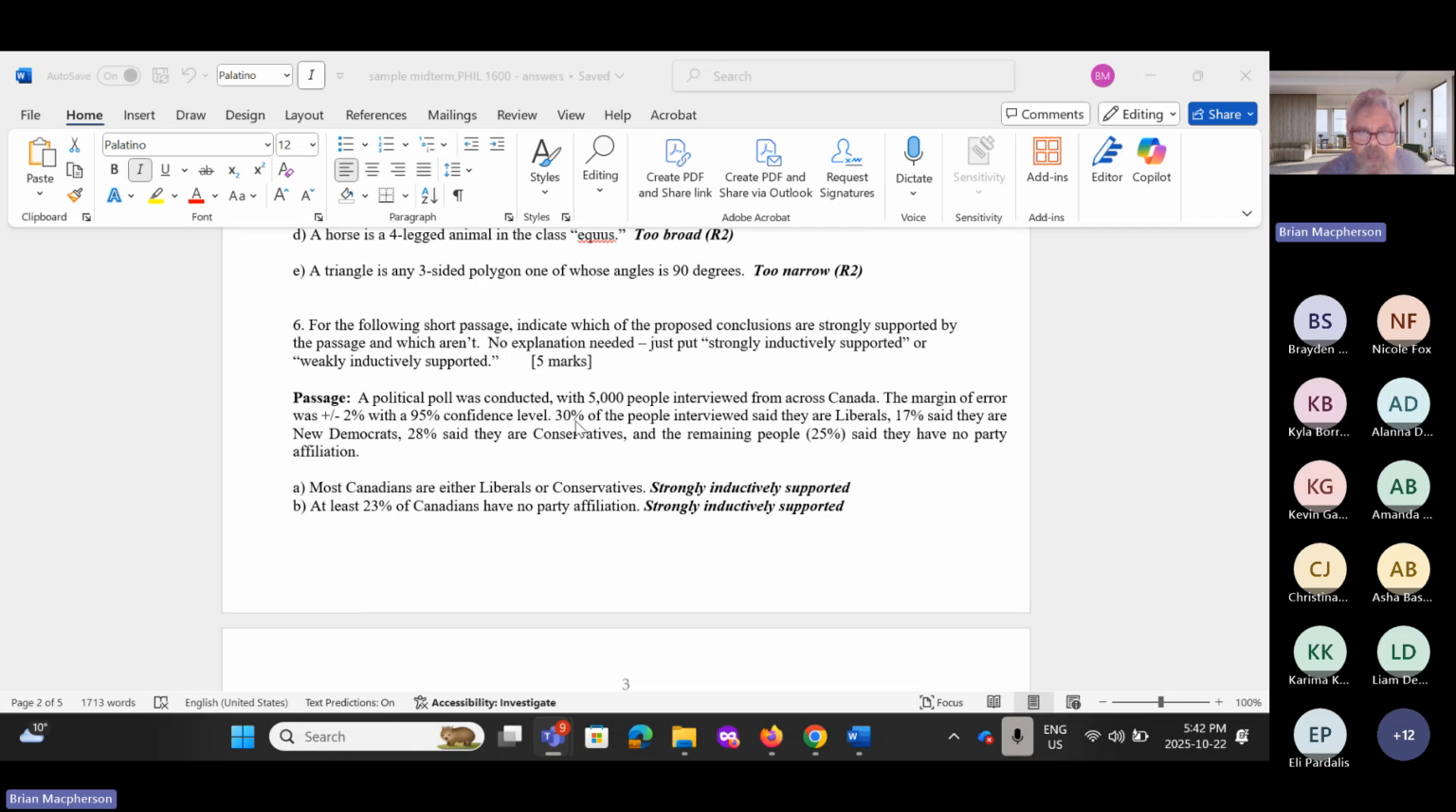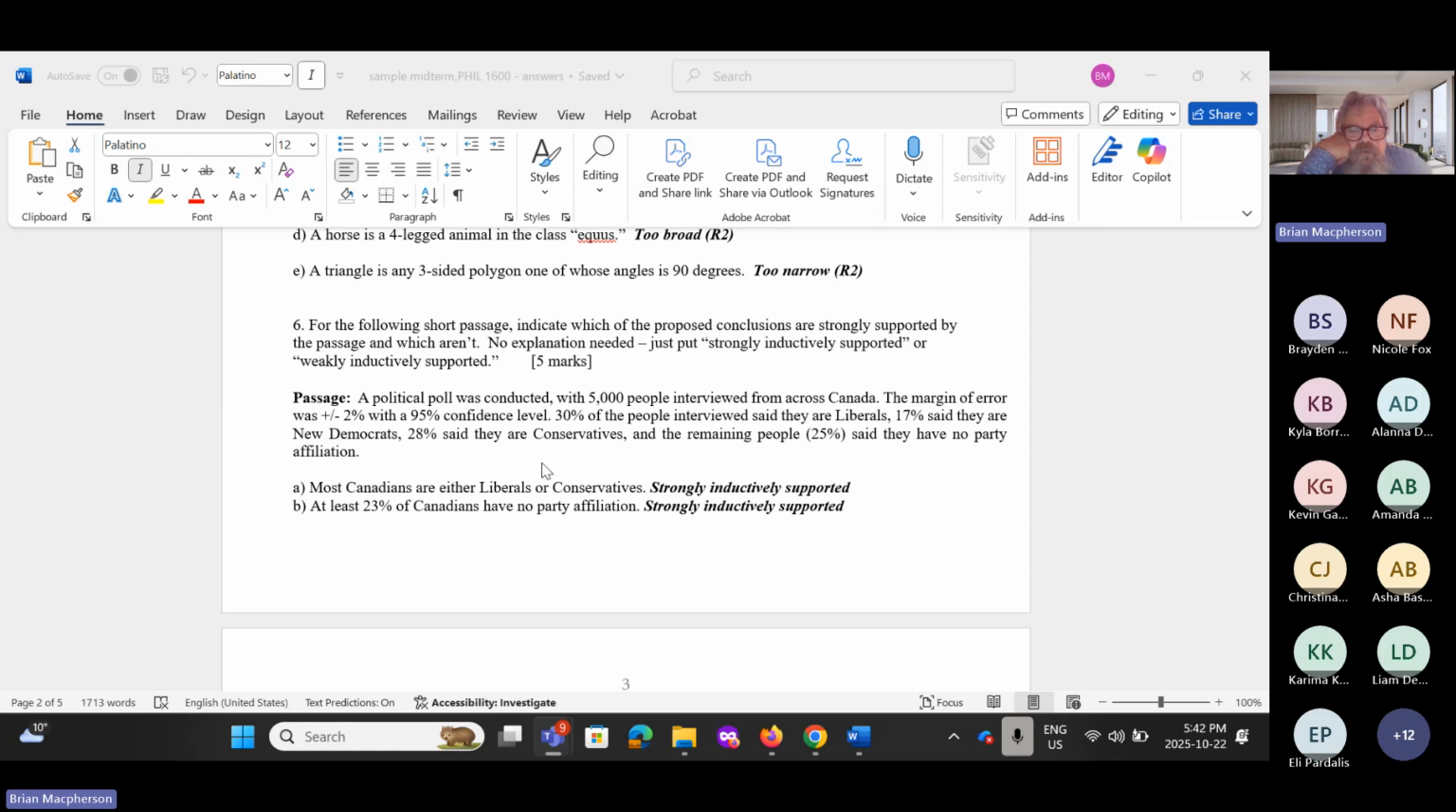Okay. If we look at the passage, it said that 30% of the people interviewed said they are liberals, and 28% said they are conservative. So let's take the margin of error for each of them. 28% is the lowest, and 26% is the lowest. So if my math is correct, 28 and 26 is 54, right? So that means then that most Canadians really are liberals or conservatives. And I'm assuming that they're being truthful in what they say, right? Well, that's just an assumption. So then I think it's safe to say that conclusion is strongly inductively supported. Okay, again, taking into account the margin of error of 2%.